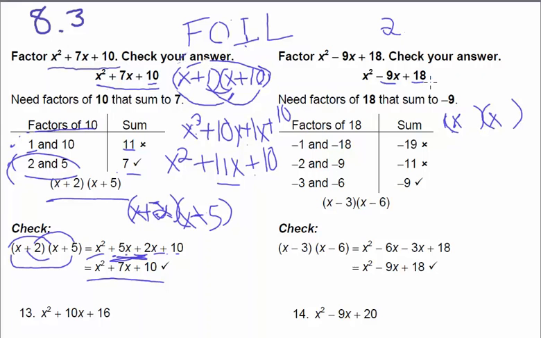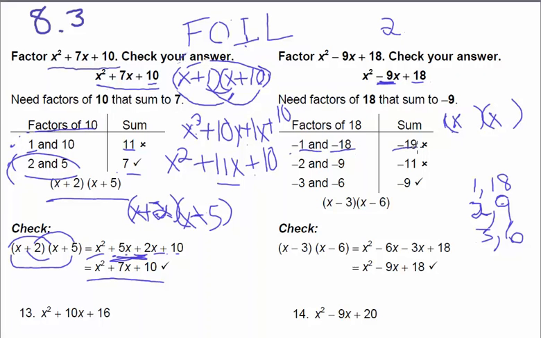Well, to get a positive 18, I could do 1 times 18. I could do 2 times 9. Or I could do 3 times 6. Those are the factors of 18. But when I do my little shortcut of adding those together, I would get 19, 11, and 9. None of them would give me a negative 9 like I wanted. So that's why in this example, they didn't even put the positives down. They only put negatives. It's true that 1 times 18 is 18, but also negative 1 times negative 18 is also a positive because a negative times negative is positive.